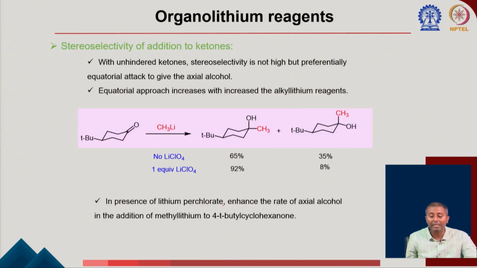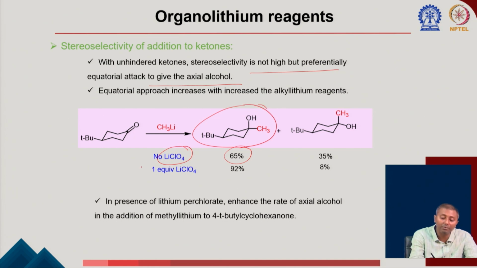Okay. So with a hindered ketone the stereoselectivity is not high, but preferentially it will attack to give the corresponding alcohol. That means once you have the tert-butyl group here in the equatorial position, now what is going to happen if you use no lithium perchlorate, you still see 65% of this product. That means the nucleophile is preferring to attack from this side.